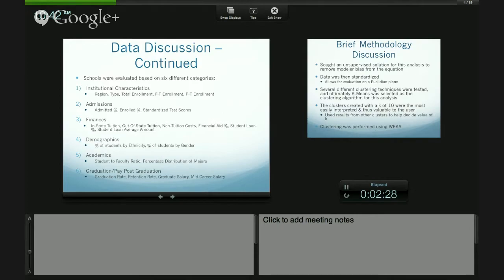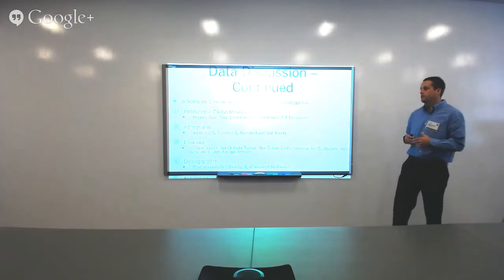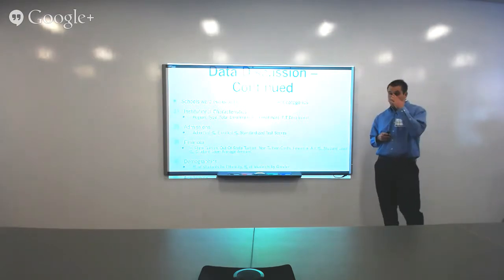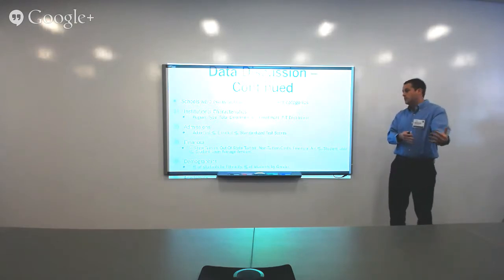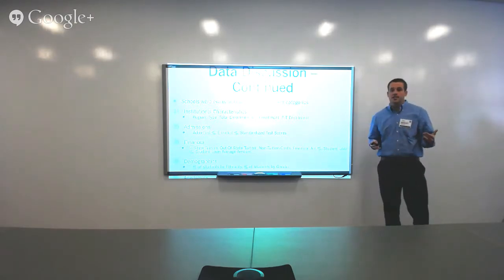So I standardized everything so I could view it on like a Euclidean plane for clustering analysis. And I broke it down into 6 different groups. The bottom's cut off, but institutional characteristics, so like the very basic composition of the schools. Where is it? How many people are in it? Public or private? Admissions criteria, so how many people got in? How many people that got in actually went, the matriculation percentage, and then standardized test scores.